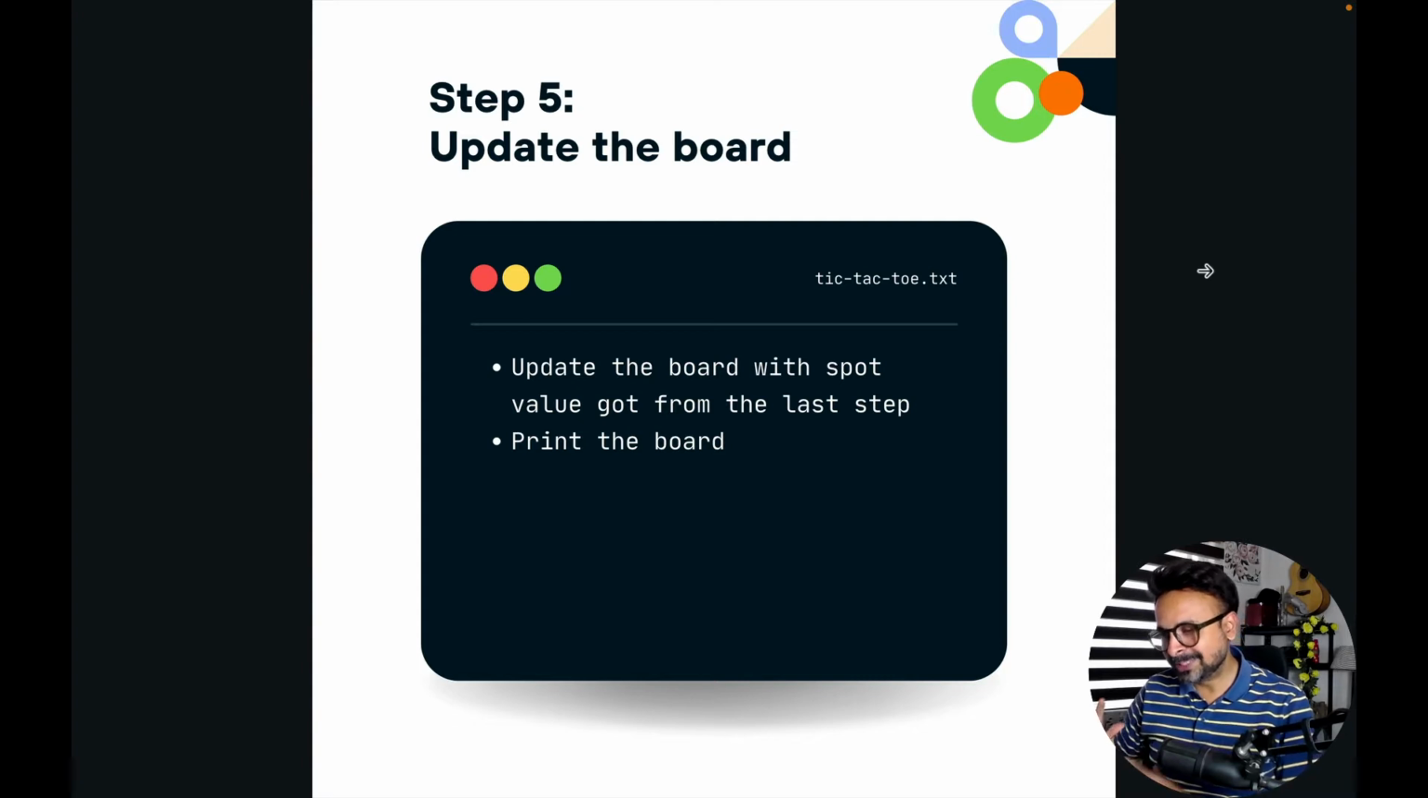Okay, welcome back. On to step number 5, update the board. So we're going to update the board now because we got the spot from the user. We're going to update the board with the spot values we got from the user, like in the last step, and we are going to print the board, right?